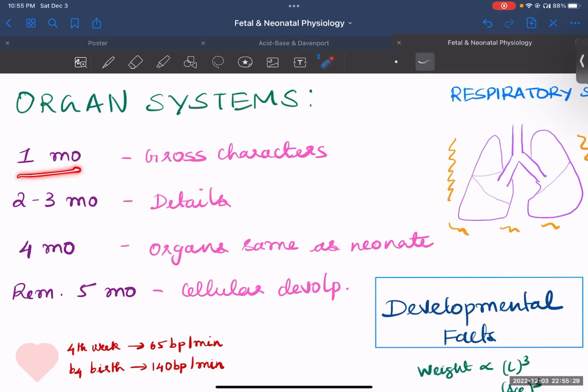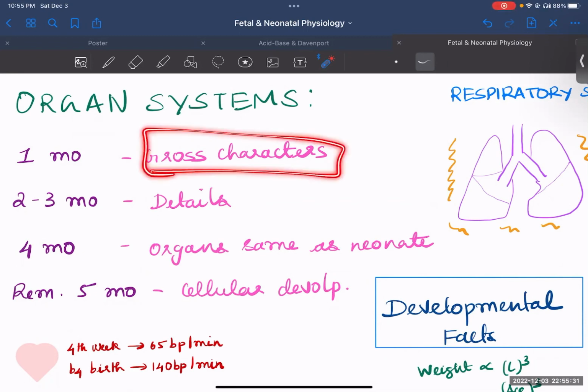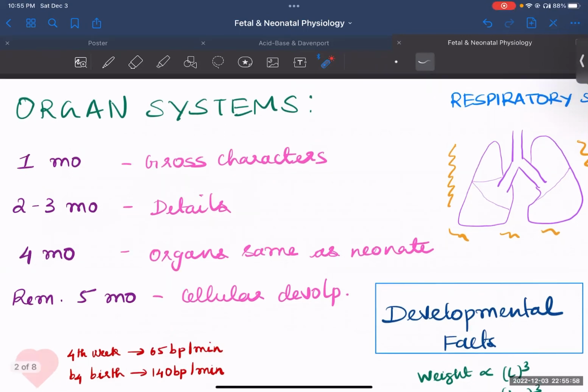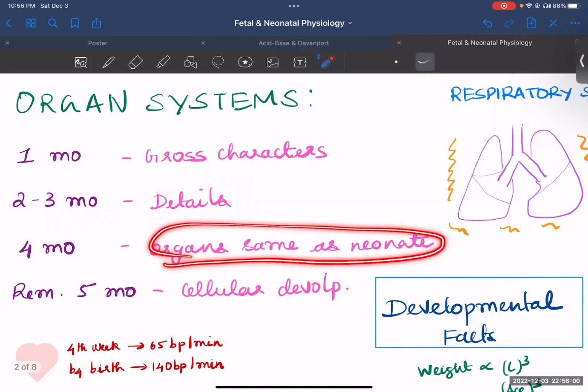In the first month, there is gross development of the organ systems. That means there is a little bit of development. You can see the structures appearing. In the second and third month, you can start seeing a little bit more detail in the organs. And in the fourth month, the organ systems have developed to such an extent that it is the same as the neonate. Now remember, the neonate is the baby which is born and the fetus is still inside the pregnant woman. So in the fourth month of embryonic development, your organs will look the same as the ones in your neonate.